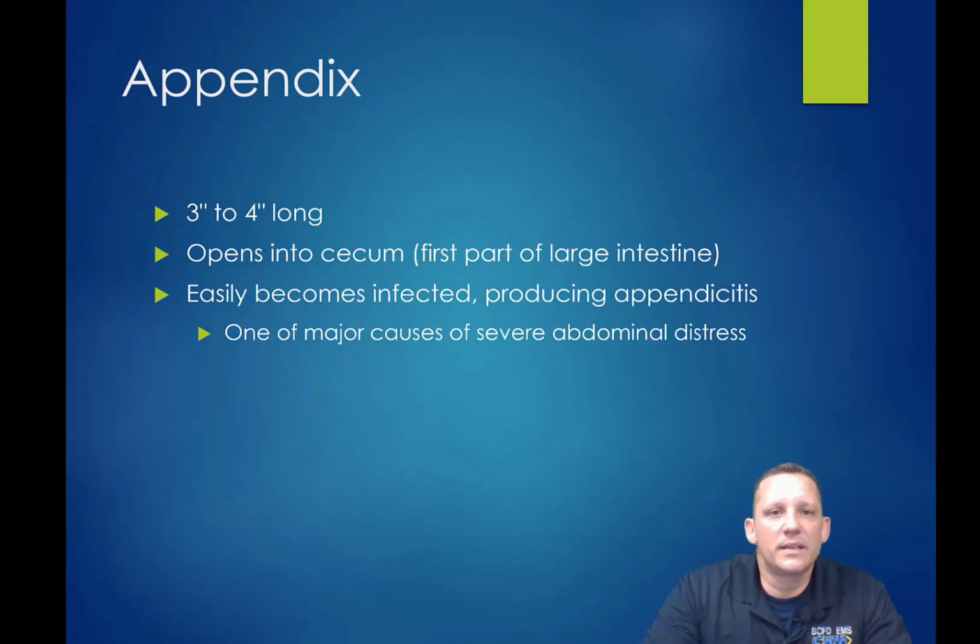The appendix is a 3 to 4 inch long small section coming off of the intestine, and the large intestine to be specific. It can easily trap some kind of fecal matter and become infected, which is where we get appendicitis, which may, in the wrong case, require an appendectomy to remove that section of colon.